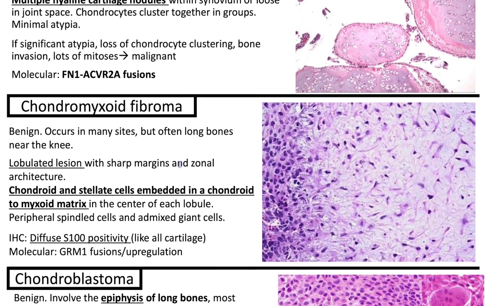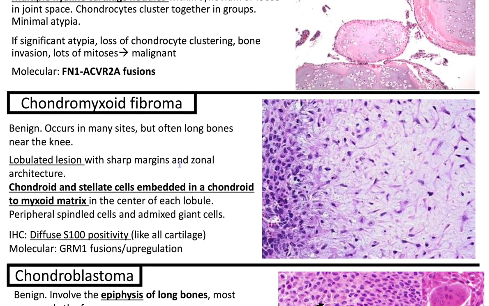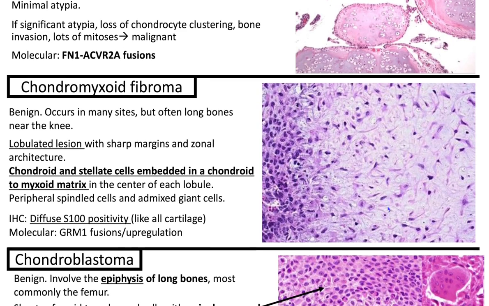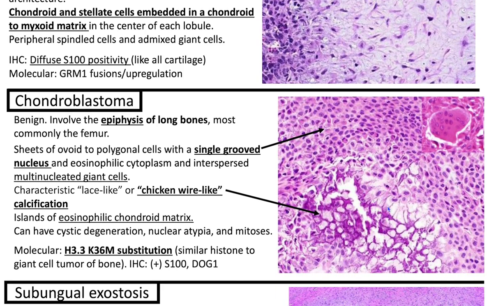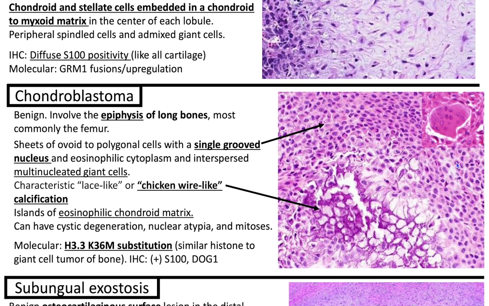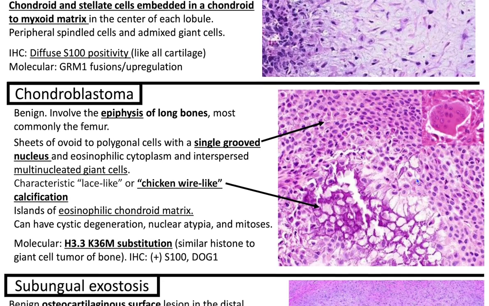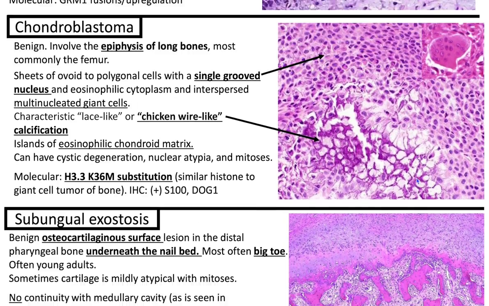Chondromyxoid fibroma, often in the long bones near the knee. You'll have chondroid and stellate cells embedded in a chondroid to myxoid matrix. Chondroblastoma, usually in the epiphysis of long bones, most commonly the femur. Look for that chicken wire-like calcifications. You can have multinucleated giant cells, and it has the H3.3 K36M substitution like your giant cell tumor of bone.